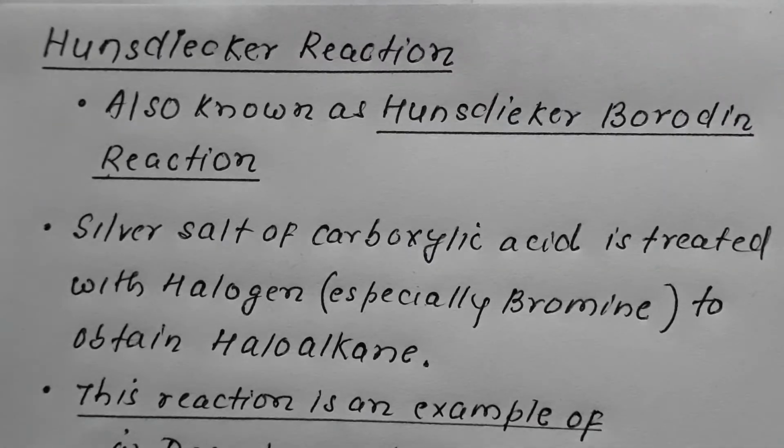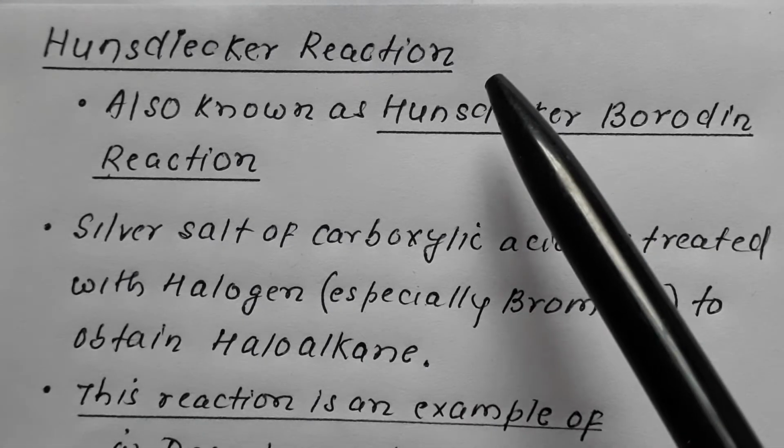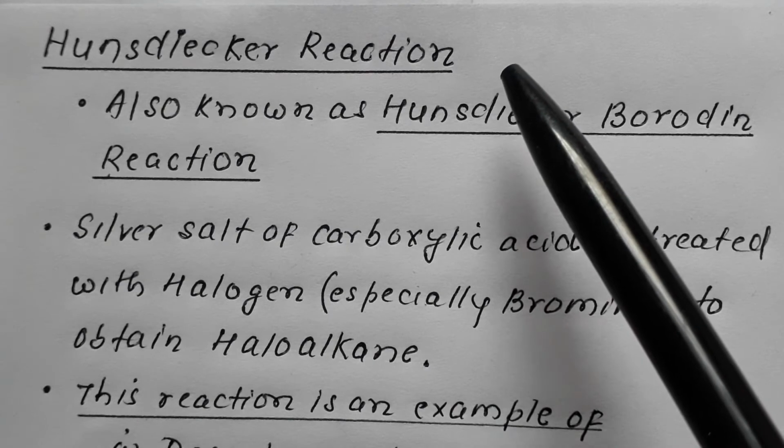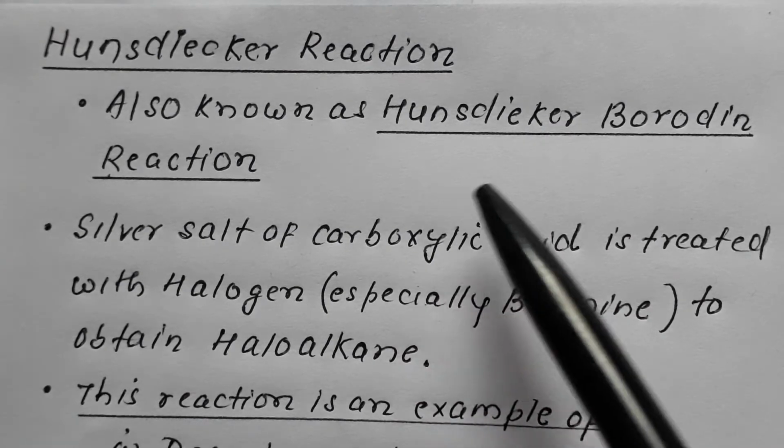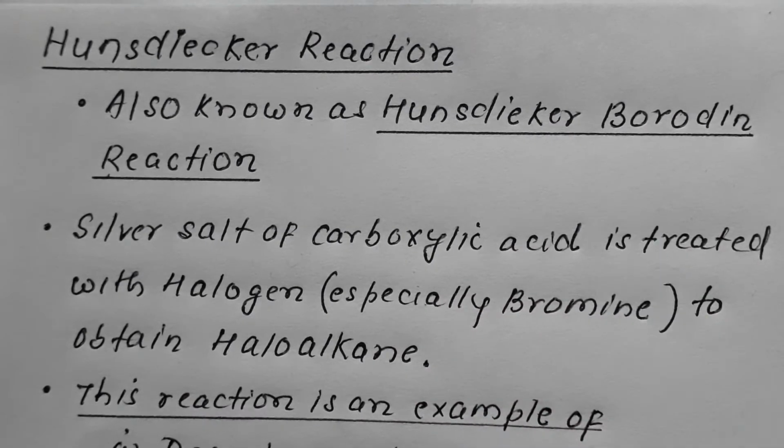So, dealing with one of the very important methods of preparing haloalkane, especially bromoalkane, and this reaction is the Hunsdiecker reaction. It is also known as the Hunsdiecker-Borodin reaction. Now remember that in this reaction, the silver salt of a carboxylic acid is treated with halogen, especially bromine, to obtain haloalkane, especially bromoalkane.